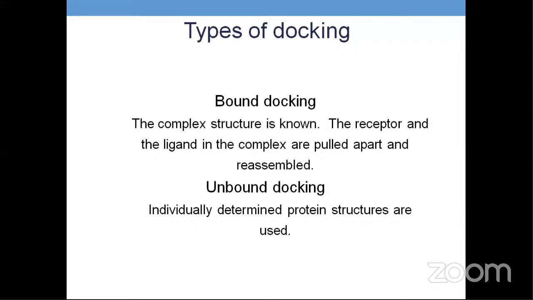Yes. Now, the types of docking. There are two modes of docking. One is called bound docking, and the other is called unbound docking. Now, what is bound docking and what is unbound docking? In case of bound docking, sometimes we know the complex. We have the structure of the complex. From there, what we can do is separate the two components, the receptor and the ligand.